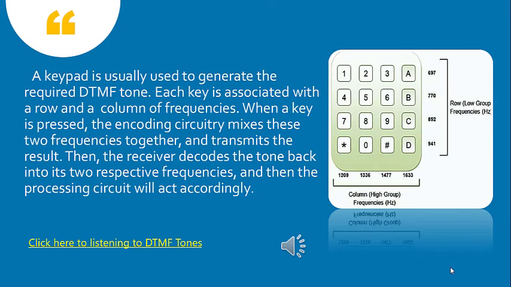A keypad is usually used to generate the required DTMF tone. Each key is associated with a row and a column of frequencies. When a key is pressed, the encoding circuitry mixes these two frequencies together and transmits the result. Then the receiver decodes the tone back into its two respective frequencies, and then the processing circuit will act accordingly.